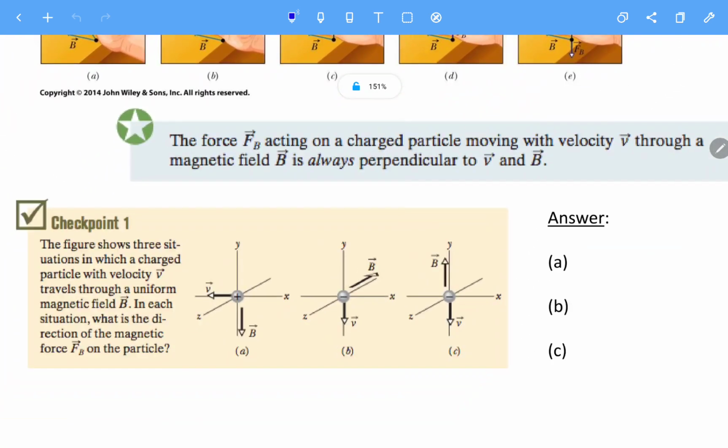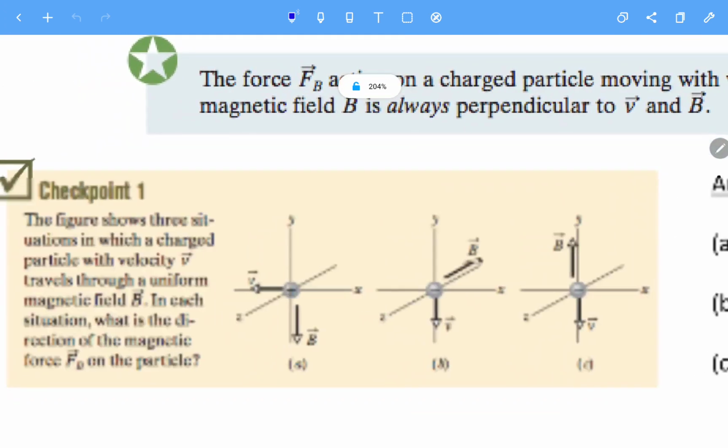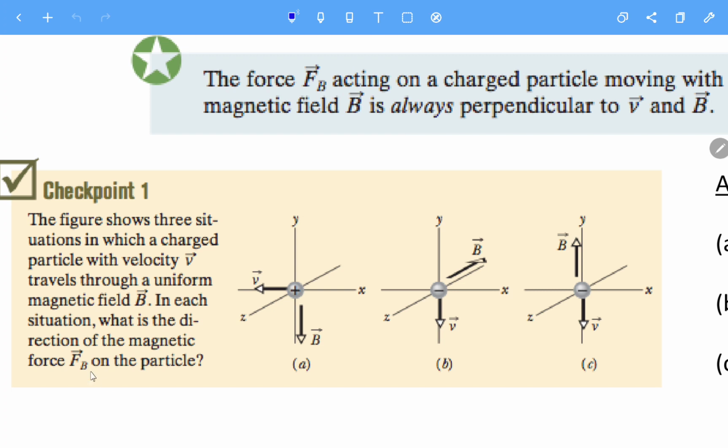Okay, so here we have a quick checkpoint. The figure shows three situations in which a charged particle with velocity v travels through a uniform magnetic field B. In each situation, what is the direction of the magnetic force FB on the particle? Try to practice how to determine the direction of the cross product and also the Lorentz force. For this one, we have a positive charge and V points to the negative x-axis. This is the x-axis, this is the y-axis, and this is the z-axis. V points to the negative x-axis, and B points to the negative y-axis.